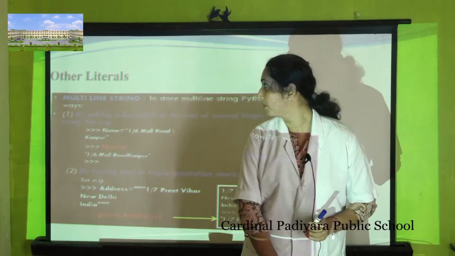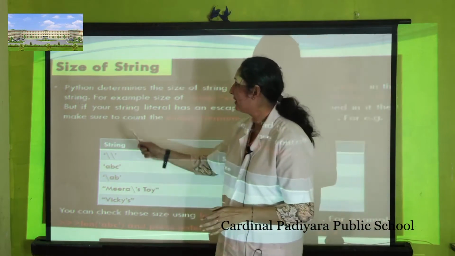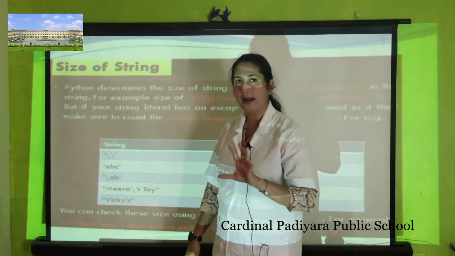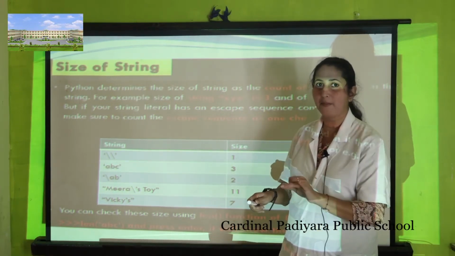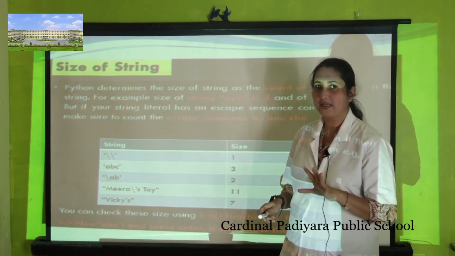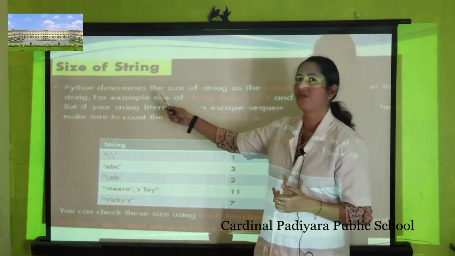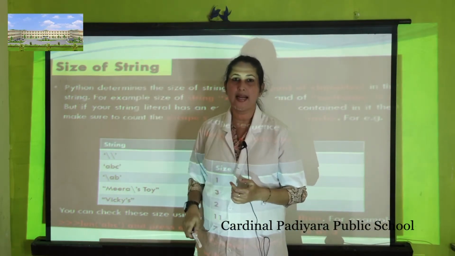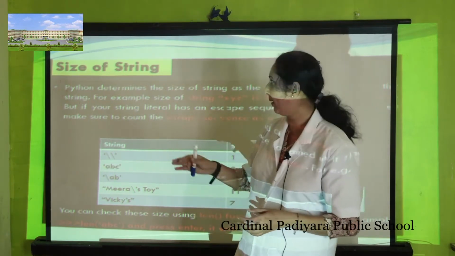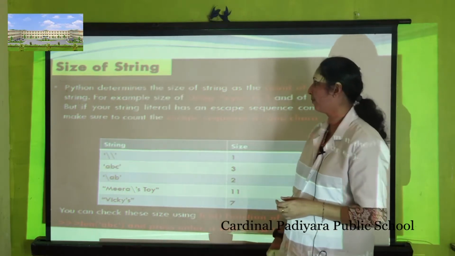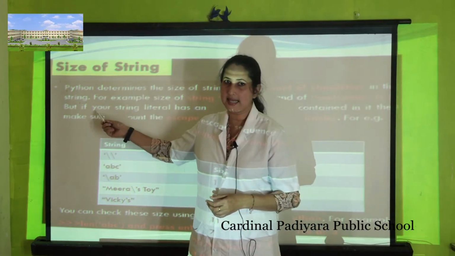Next is the size of the string, which you have to calculate. Here, my name is Neena, so you have to count the string characters: N-double-E-N-A. That means 5 characters in that string, so its count is 5. So the size of the string is 5. You have to count the number of characters in that string. That is termed the size of the string.